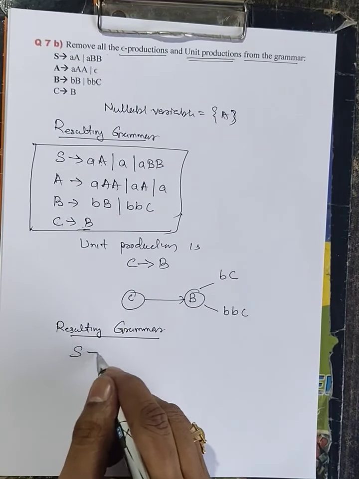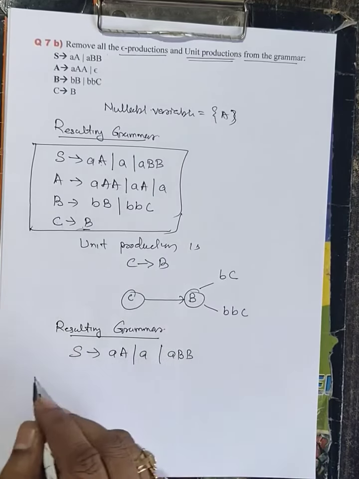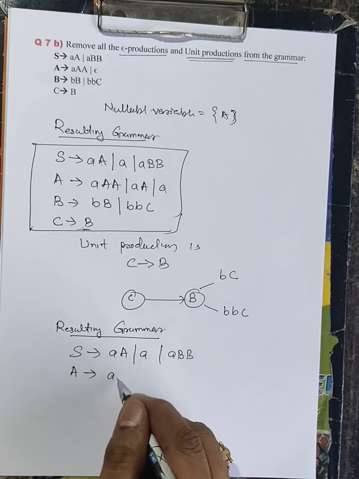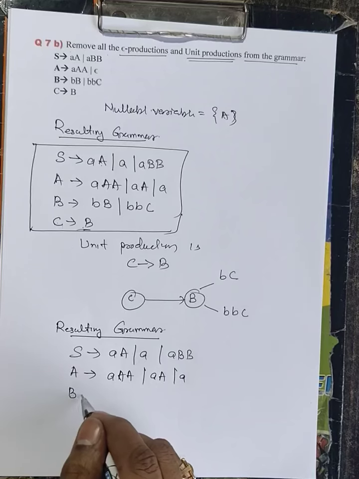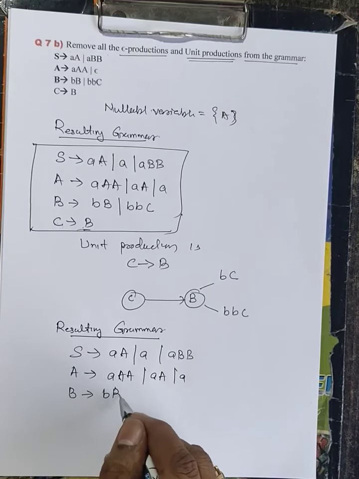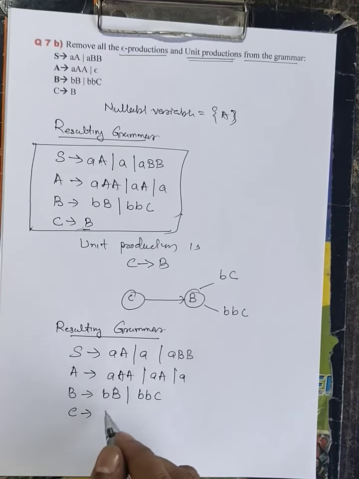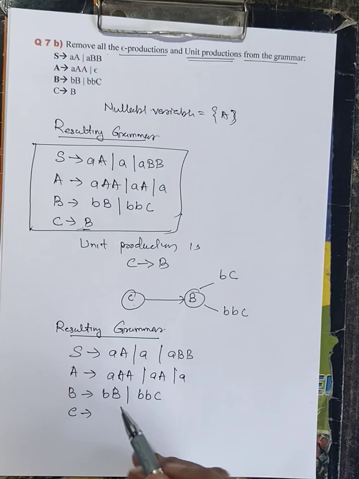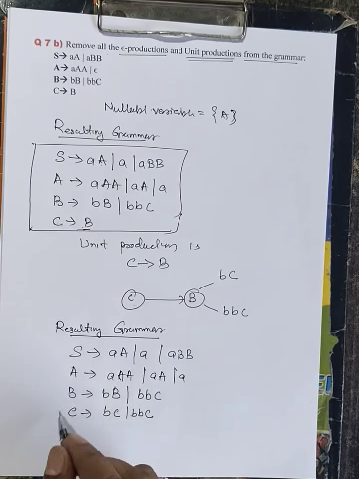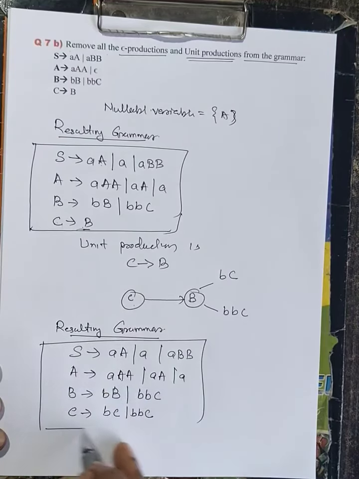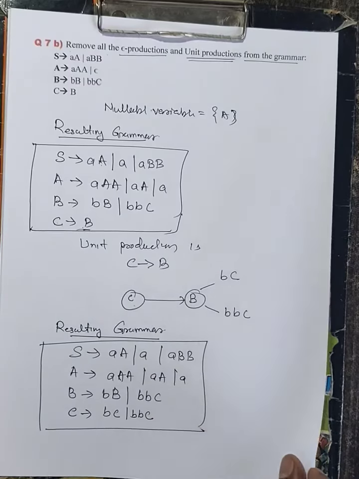Remaining all are the same. A produces AAR, A B; B produces B or BB; and C produces all B productions, that is B C or BB C. This is after eliminating unit production. After this, you can explain the 5-tuples and the 4-tuples.